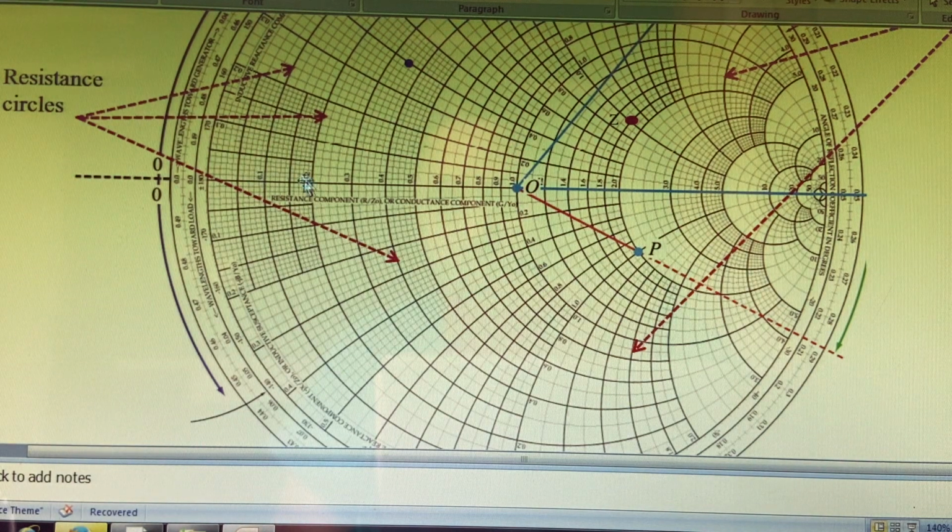So these are the resistance circles. Resistance circles means the resistance has a particular value, and that value is written here above the horizontal line. Starting from here, this last one is the 0 circle. Next is the 0.05 circle, 0.1, 0.02, 0.025, like this. There are many circles over the Smith chart. They are called resistance circles.